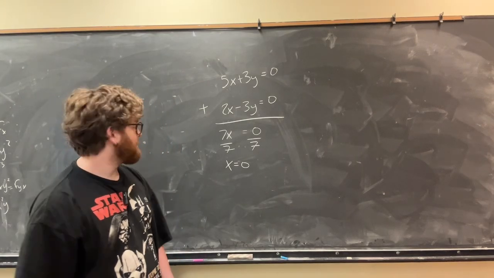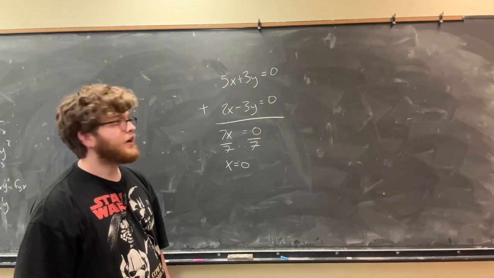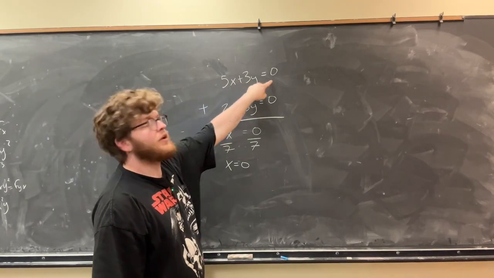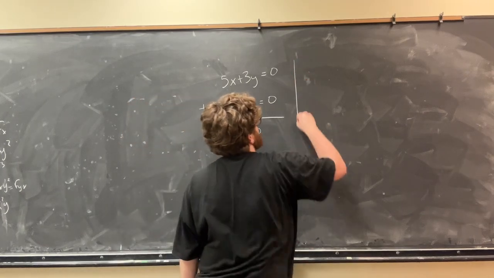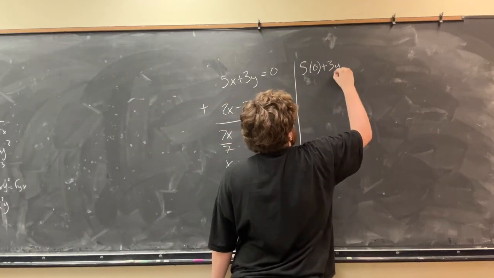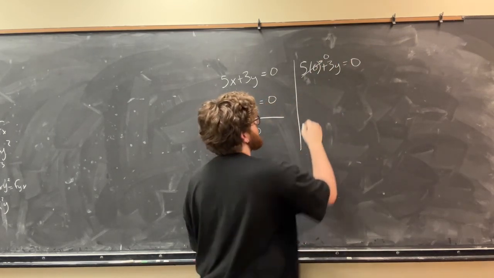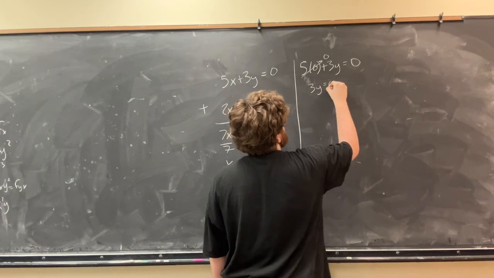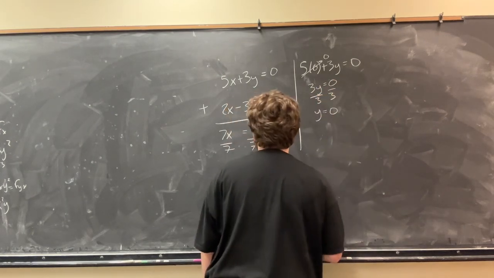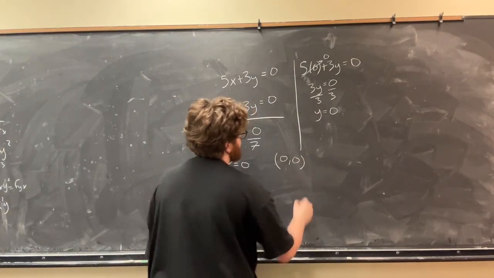But what about y? If I plug this x equals 0 into either one of these equations, I'll get a value of y. If I plug it in here, I get 5 times 0 plus 3y equals 0. This goes to 0, so I can just say that 3y equals 0, or dividing by 3 shows me that y equals 0.